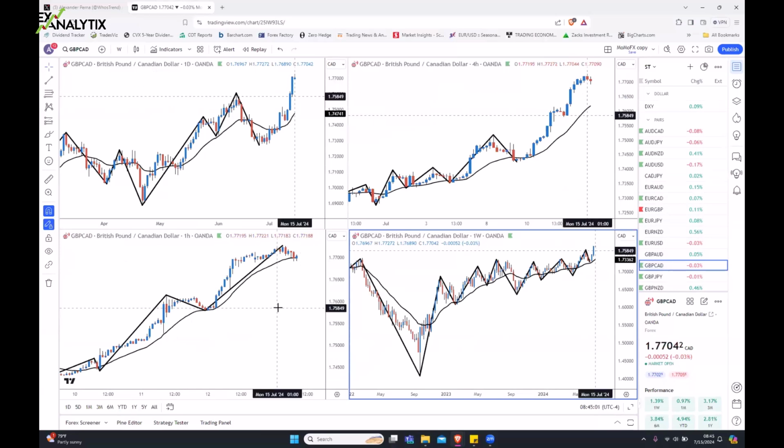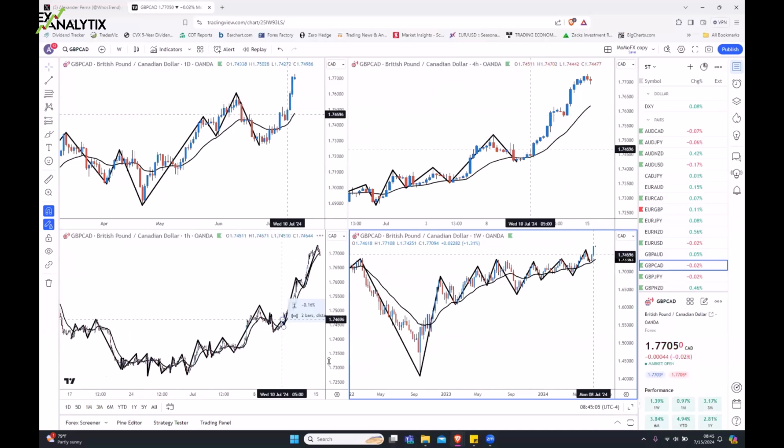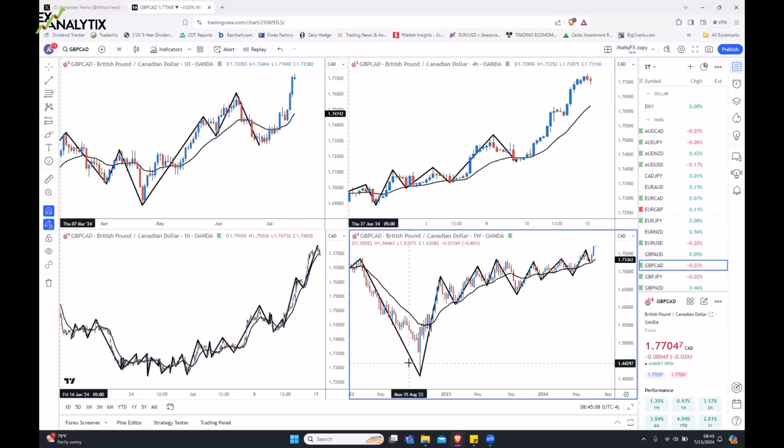So where CAD yen was just kind of waffling, you can see that pound CAD has a direction it wants to go. Good eye.